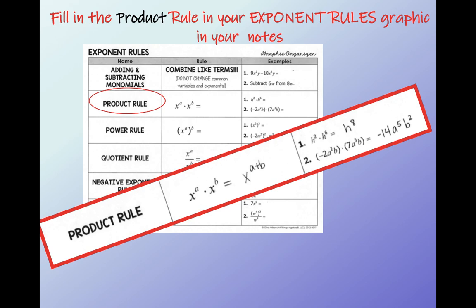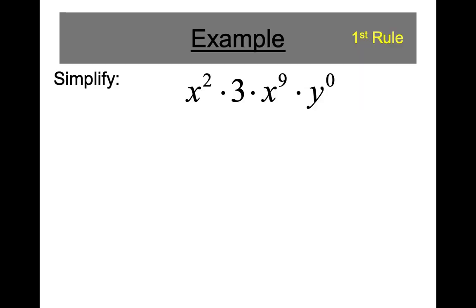So here's an example on the handout that I gave you in class that went into your notes. The product rule shows here if I have bases of x, x to the a times x to the b is equal to x to the a plus b. And here are a couple examples over here on this side that you should have included in your notes. Stop the video if you need to jot those down. All right, so here's an example using the first rule.